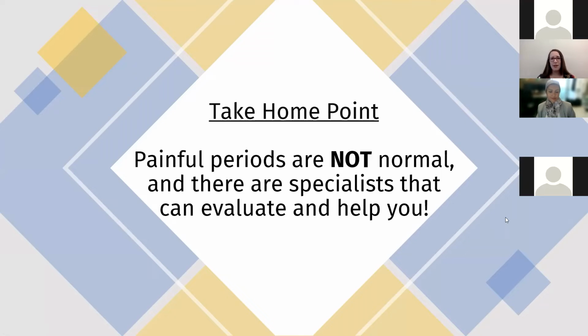Next slide, please. And so the big take home point that I want you all to leave with is that painful periods are not normal. And there are specialists who care for patients who have endometriosis very frequently. We are here and we can help you and evaluate you, and really get that quality of life back.